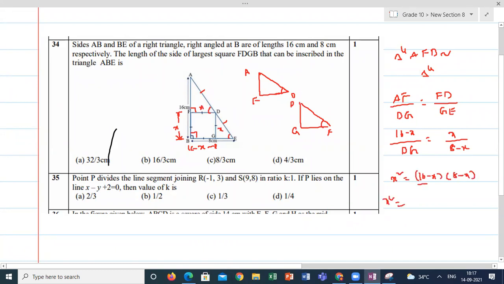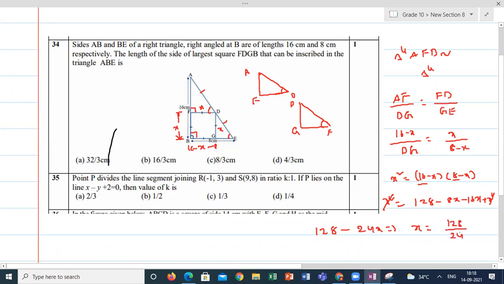X square is equal to 16 into 8, how much? 16 into 8. Minus 8X minus 16X plus X square, the X squares cancel. So I will get 128 minus 8 minus 16, minus 8 minus 16 is minus 24X. From here, X is equal to 128 by 24.